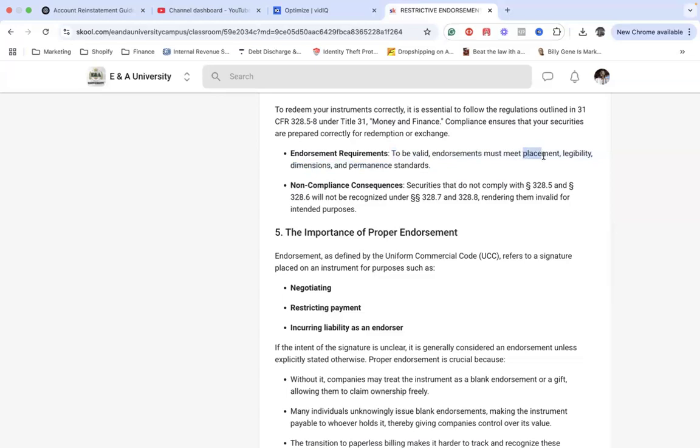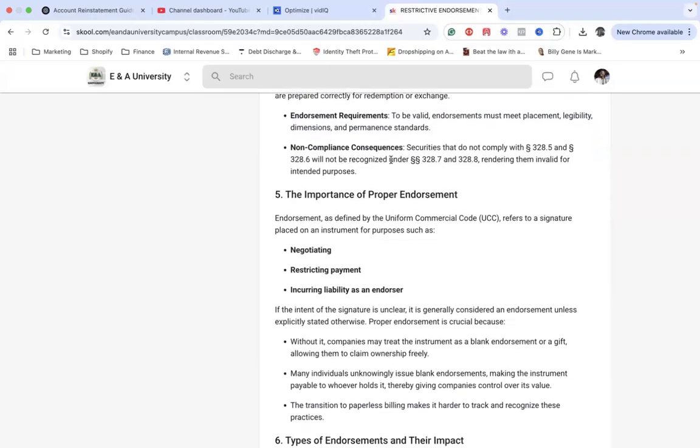Things have to be placed in the right place. It needs to be legible. The dimensions need to meet the standard. Otherwise it's not going to be accepted. All right, so non-compliance consequences. Securities that do not comply with this, right, are going to be rendered invalid for their intended purposes.